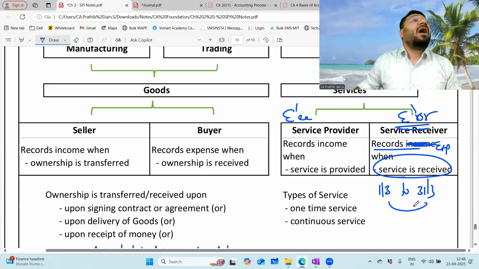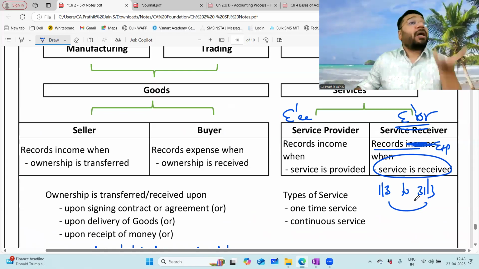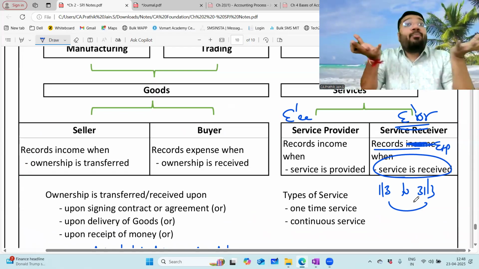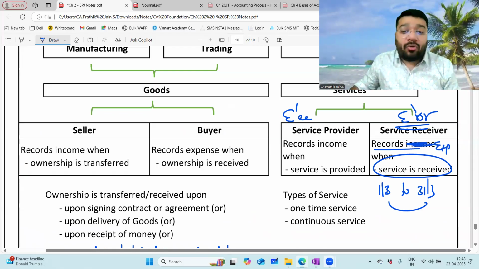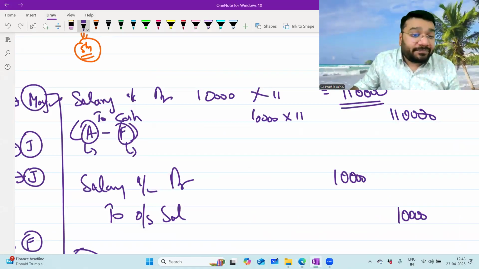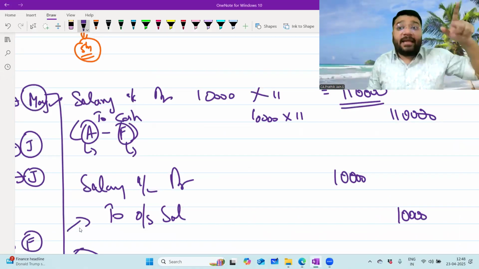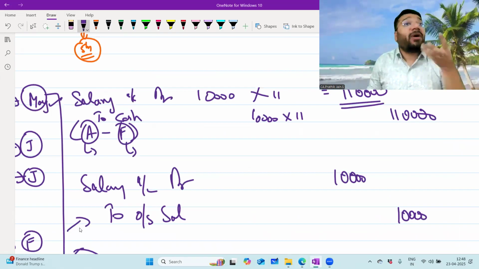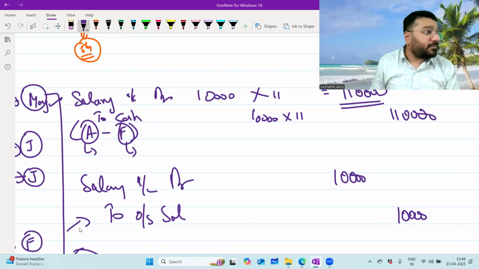Who is saying this? Accrual concept. So accrual concept plus matching principle, both have to be satisfied. Because of these two principles compelling me, I have to record this entry. So the salary to outstanding salaries entry is coming because of the accrual concept and matching principle put together.